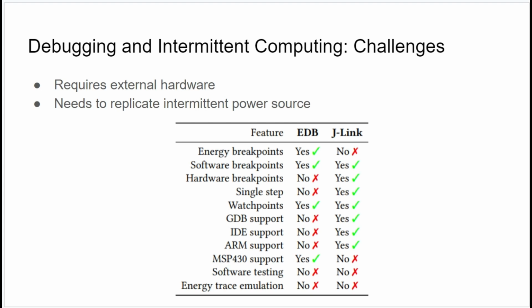So as you can see here with JLink, it has a lot of these features except for MSP430 support and software testing, but you can also notice that it doesn't have the two energy-focused ones, and that's because it's not for intermittent computing. However, it is still useful for everything else. EDB, however, does have energy breakpoints, so you can actually perform some intermittent computing focused operations on it.